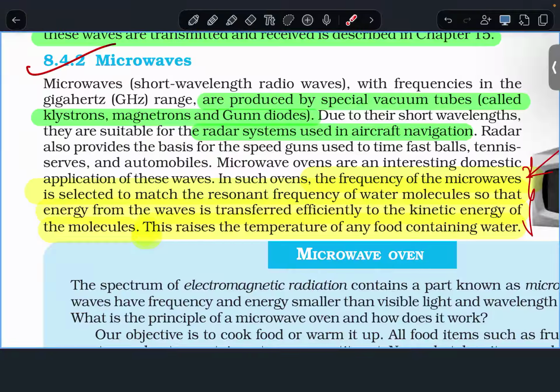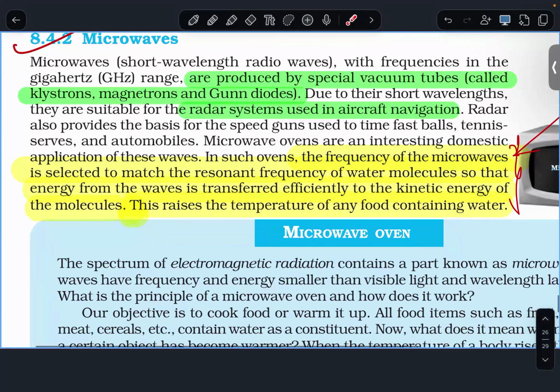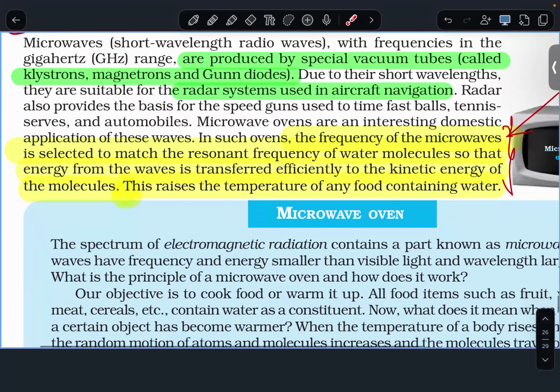The frequency of the microwaves is selected to match the resonant frequency of the water molecules, so that the energy from the waves is transferred efficiently to the kinetic energy of the molecules. As the molecules' kinetic energy increases, that is nothing but a rise in internal energy, or a rise in temperature of the system. That's the principle of microwaves.